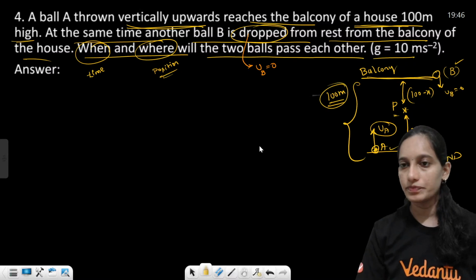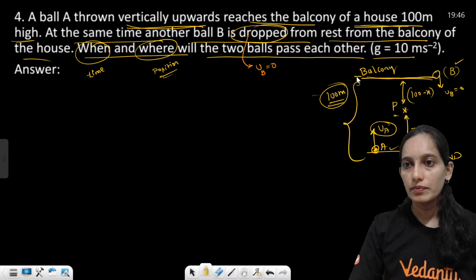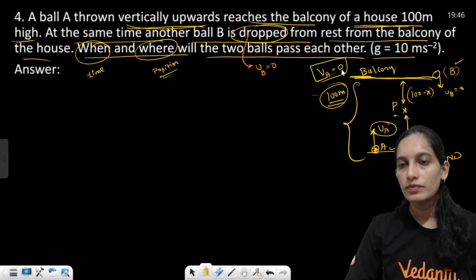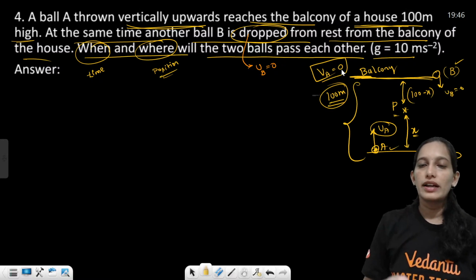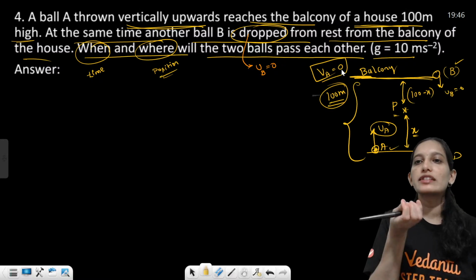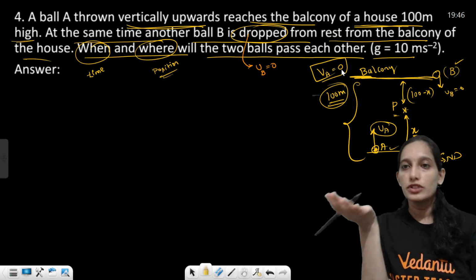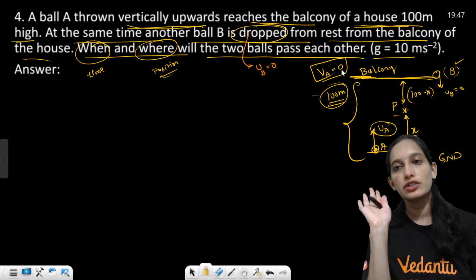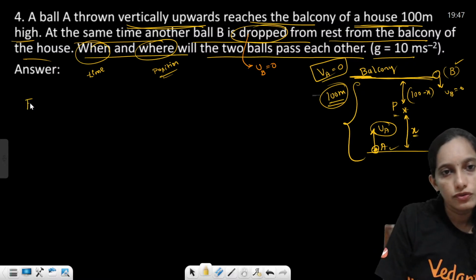At this height, the balcony, the velocity of ball A becomes 0. Hope you agree, because that is the maximum height it is reaching, correct? When the person throws that ball, it reaches a height equal to 100 meter, which is nothing but the balcony of that house. There its velocity becomes 0. Final velocity we assume as 0 for ball A.